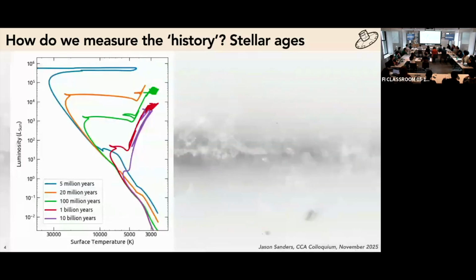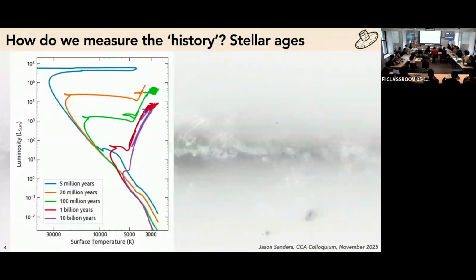But then how do we get access to the history? This is really the subject of the talk. How are we going to use that rich array of information to learn something about how the Milky Way formed and evolved? Well, here I'll just go into a few details about the kind of methodology on finding stellar ages, which give us this direct link to the history of the galaxy.